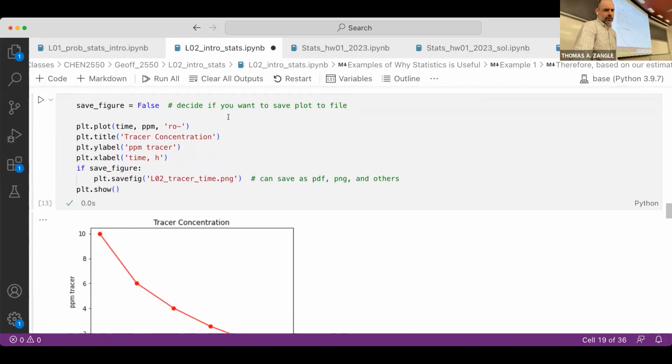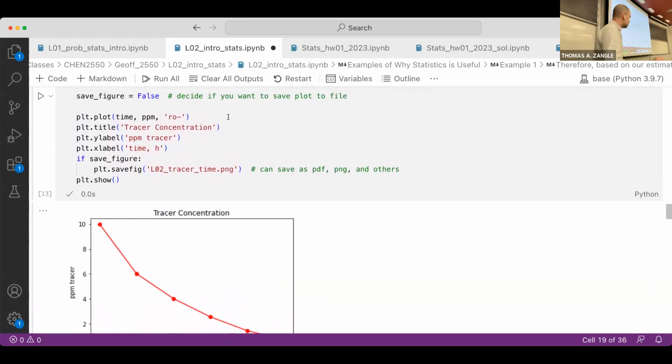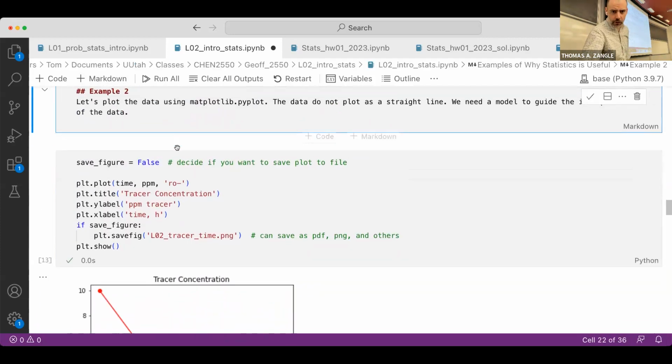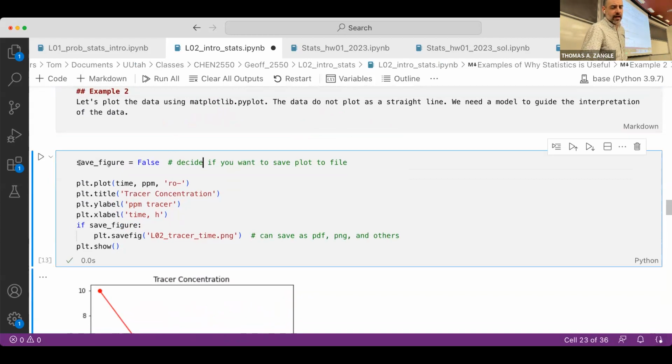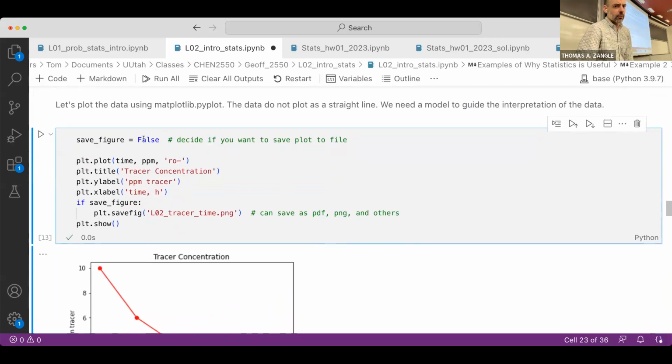So this code here is using matplotlib, which, remember, we imported as PLT, to make a plot of the tracer concentration as a function of time. In this case, we gave ourselves a flag here. We call this flag. This flag tells us that we don't want to save the figure, but it gives us an option to save the figure later if we want to. We've written that into our code.